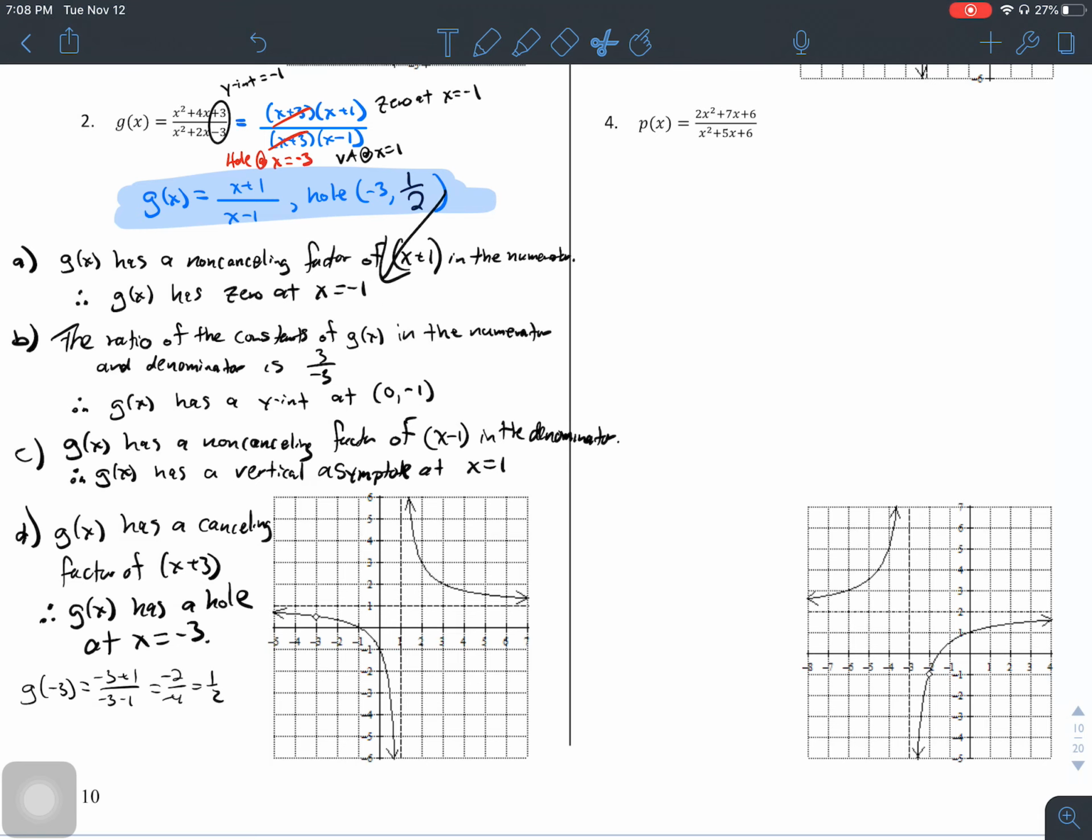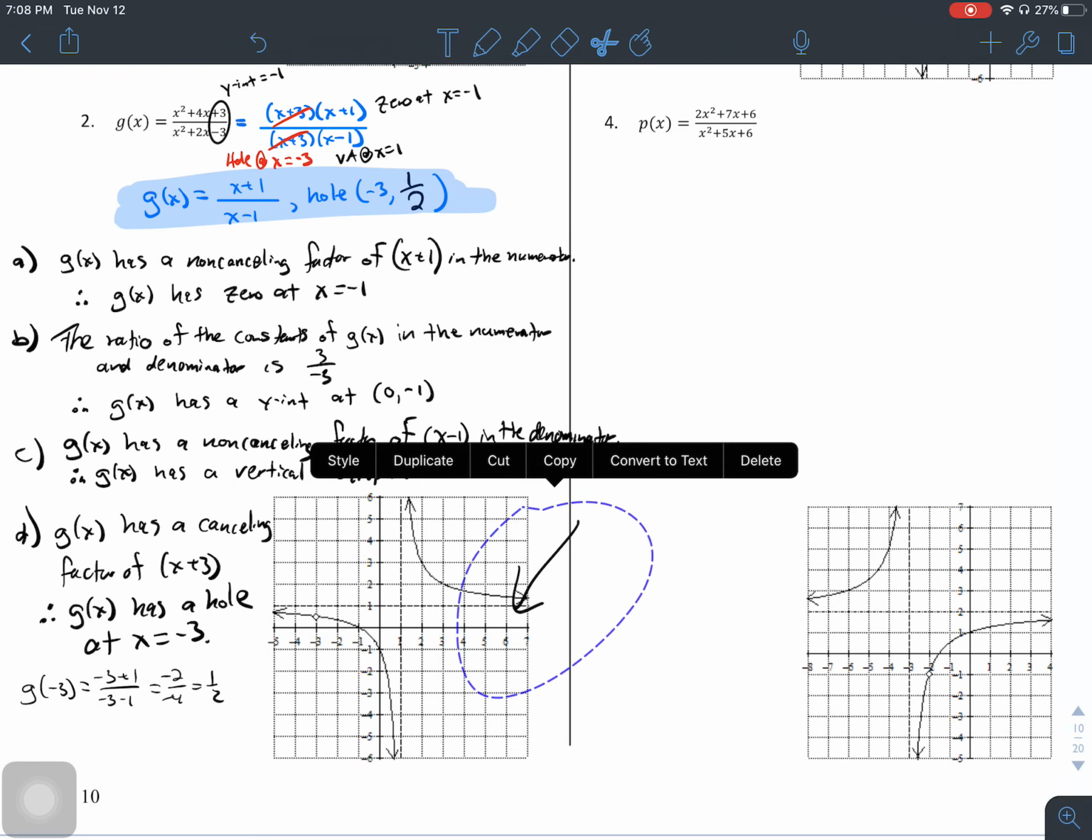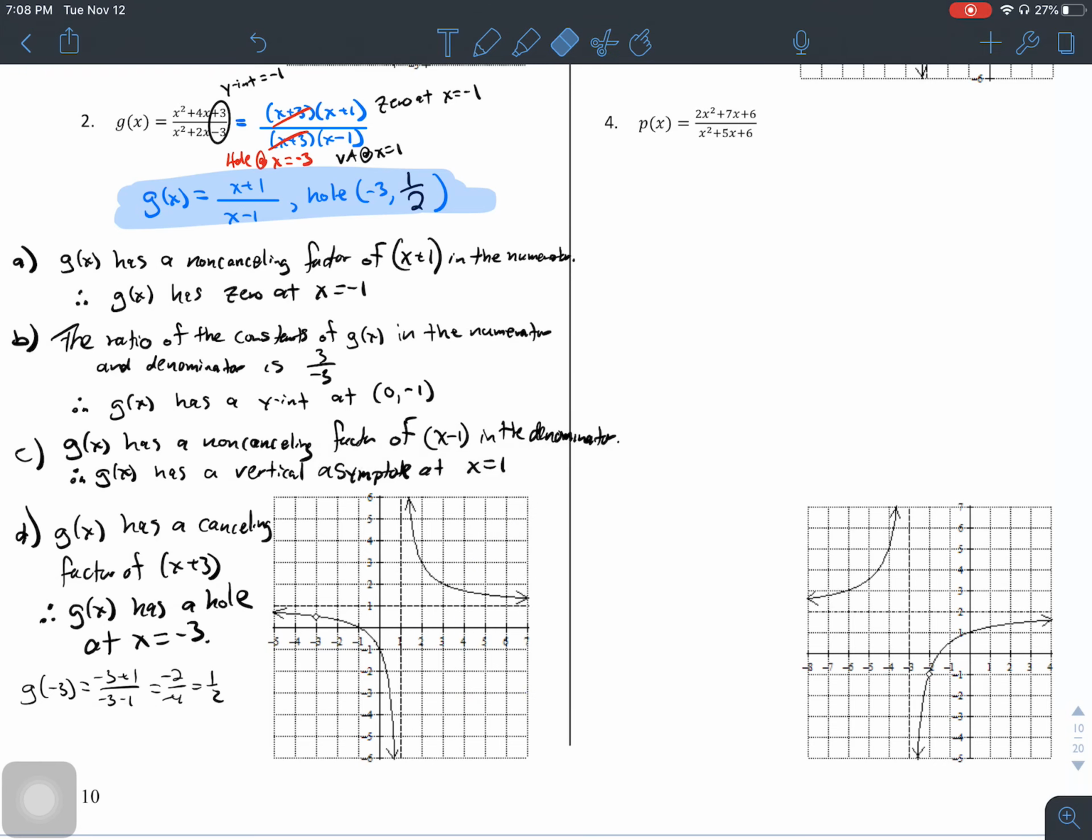Am I missing anything else? Vertical asymptote. I think I'd mentioned all the things. Anyhow, it all checks out. The only thing we don't know how to find yet is the horizontal asymptote, but that day will come. It will come.